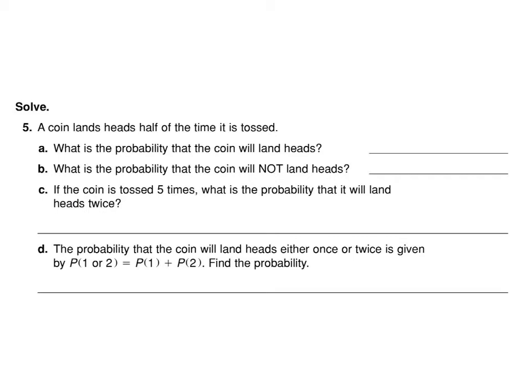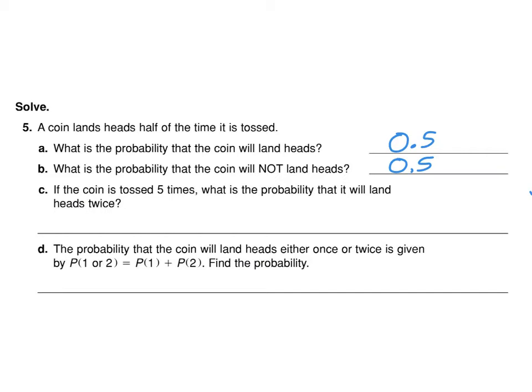So in the next part, we're going to deal with tossing a coin. A coin lands heads half the time it is tossed. What is the probability that the coin lands heads? We know that that is 0.5 or 1/2. I'm just going to write it as a decimal because when I crank all this out on my calculator, I'll probably get a decimal anyway. So let's put 0.5, but you can also put a half. What is the probability that the coin will not land heads? In other words, it's going to land tails. That's also a half. So we'll put a half or a 0.5 in there.